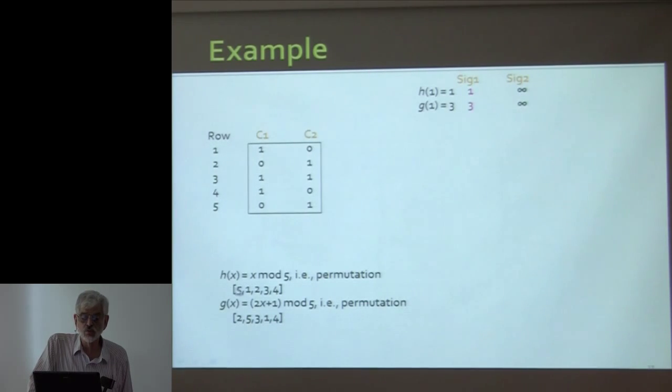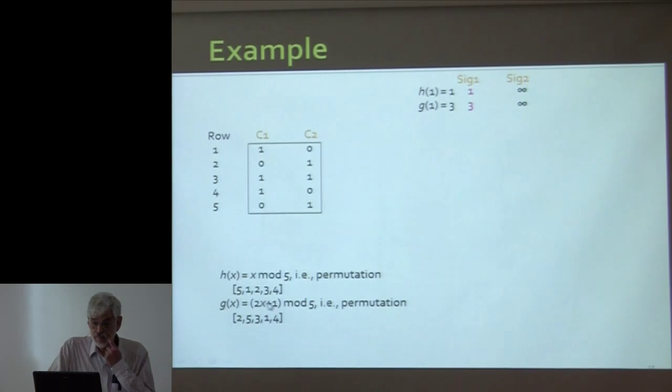So the order of the rows will be second row first, then the third row, fourth row, fifth row, and then finally... I'm sorry, no. h of 5 is 0, so the last row goes first, then the first row, then the second row, then the third row, then the fourth row. Okay, so that's the first hash function.